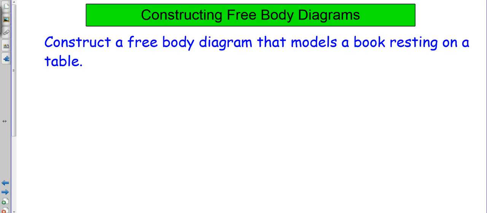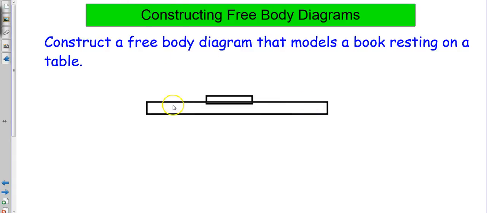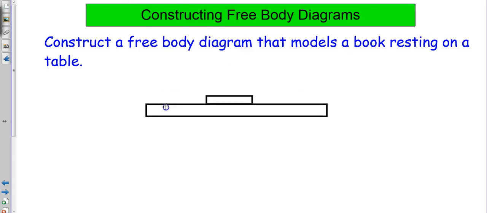Number one, you've got a book resting on a table. Here's a book. Here's a table. Very fancy drawing here. For my book, we're going to use this thing called the center of mass. It's really just a point in the middle of the object. From that point are going to be all of the different forces that are acting upon this object. So construct a free body diagram that models a book resting on a table.